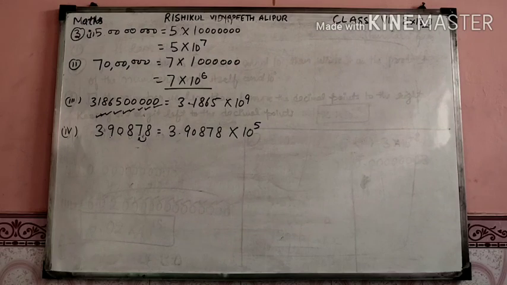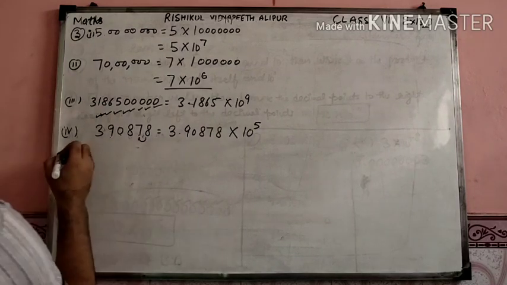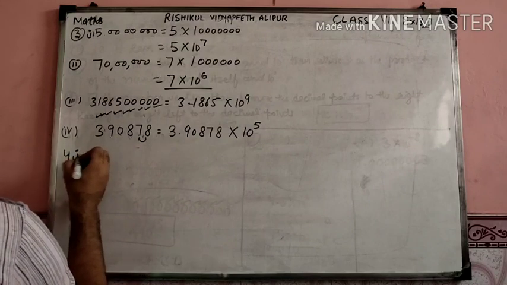Now the question number 4th, which is very important for your scientific purpose also. As you move to the senior classes, you will learn about that. The first one is, express the number appearing in the following statement in standard form. You have to write the standard form. First one is the distance between Earth and the Moon. Question number 4th.